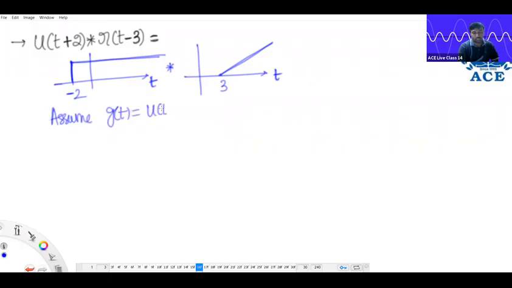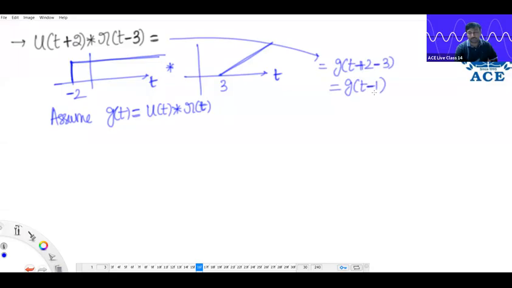u(t) convolved ramp as a new signal g of t, such that this answer becomes what for us? g of t plus 2 minus 3. If we know g of t, that means we got the answer. What is g dash t meaning?